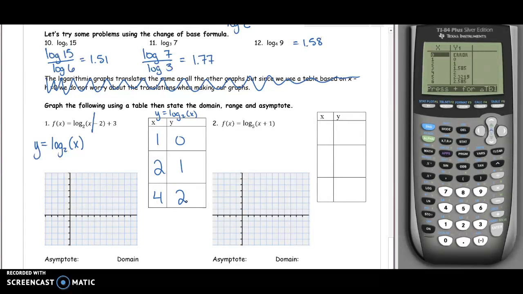You may have to graph some decimals. Don't shy away from that. Now, these are our temporary points. So I'm going to graph these with just a little X symbol. So 1, 0, 2, 1, and 4, 2.